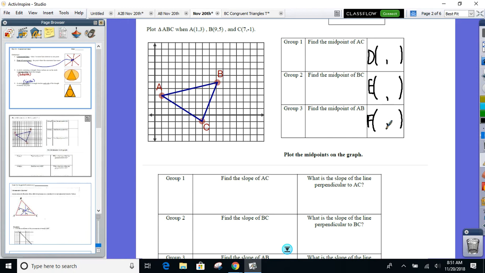Okay, let's go around here, making sure both groups got the same thing. If both groups didn't, let me know, please. Midpoint of AC, what groups, what do we have here? 4, 1? We all good in agreement? Yep, 4, 1. Everybody copy it down.